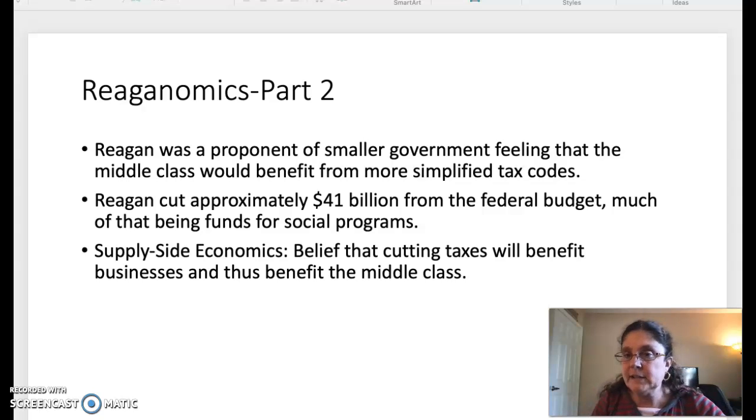Reagan was a huge fan of smaller government, and he felt that the middle class would benefit from simpler tax codes. He cut about $41 billion from the federal budget, which is quite a bit. Unfortunately, much of that was to the detriment of social programs. Supply-side economics is a factor of Reaganomics. It's the belief that cutting taxes for big business will cause the wealth to trickle down to lower and middle classes.